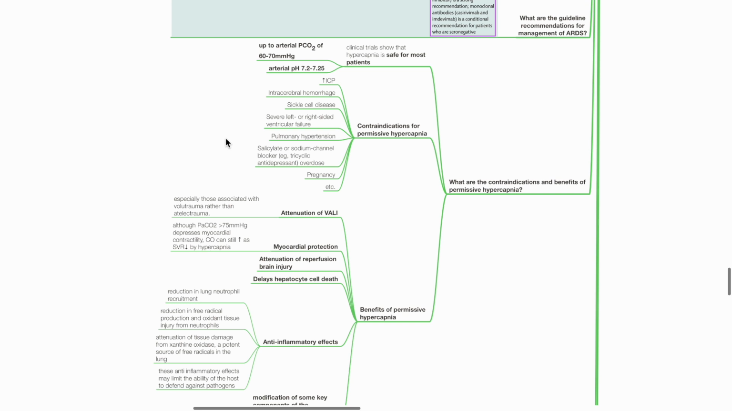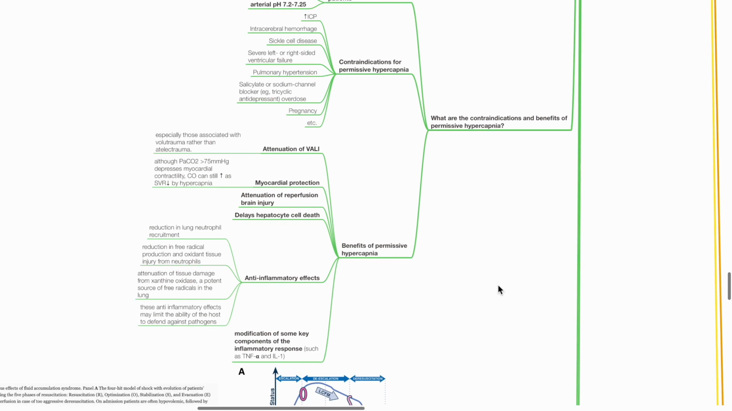Benefits of permissive hypercapnia include attenuation of ventilator-associated lung injury, myocardial protection, attenuation of reperfusion brain injury, delay of hepatocyte cell death, anti-inflammatory effects, and modification of key components of the inflammatory response.